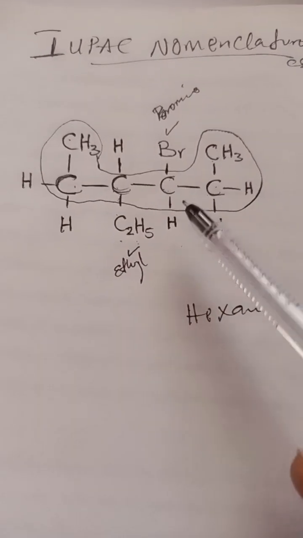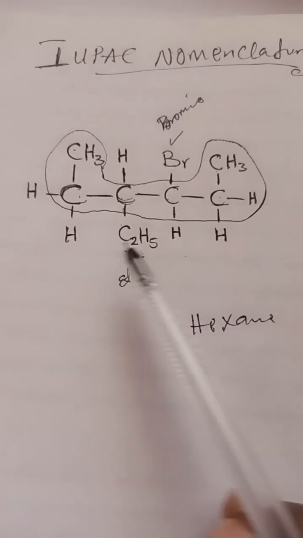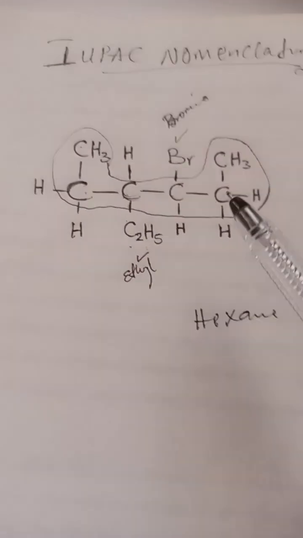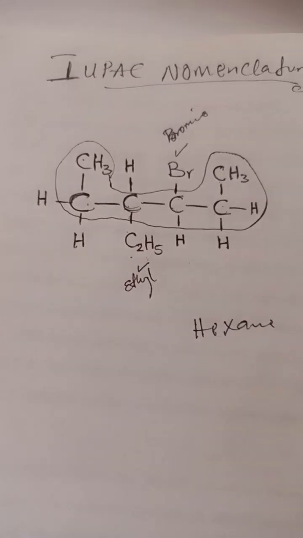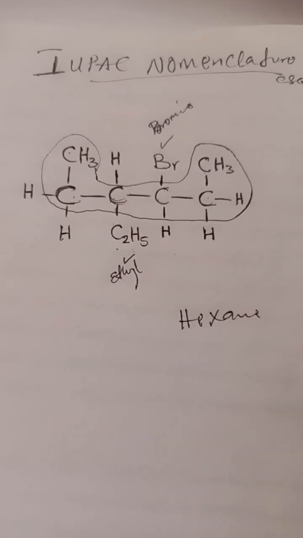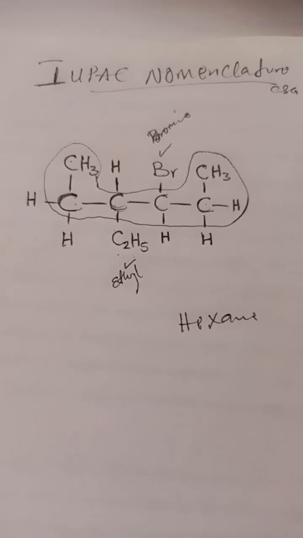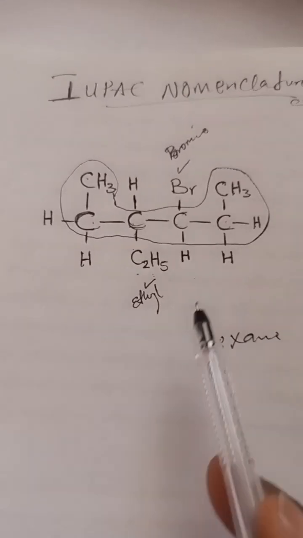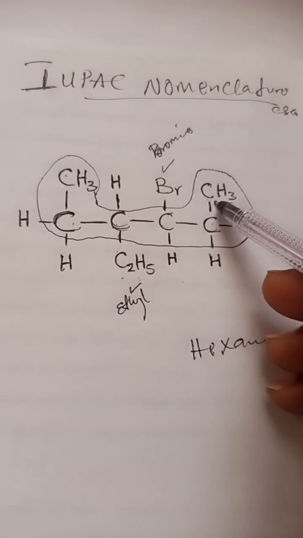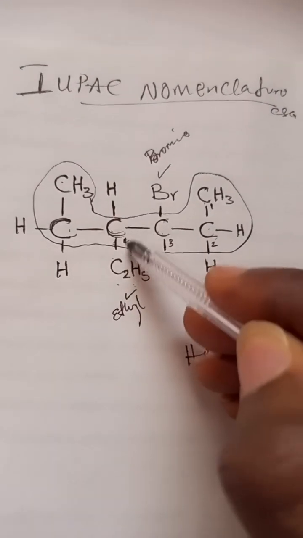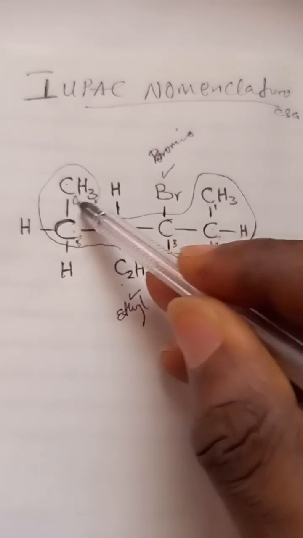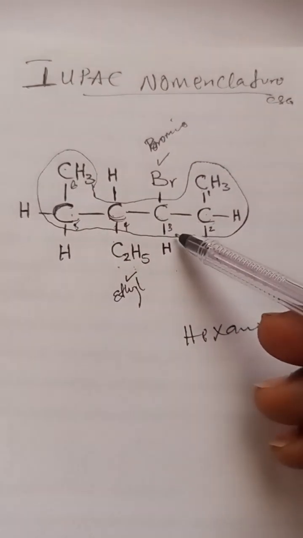Either way, bromine appears at position 3 in this direction, and ethyl appears at position 3 in the other. So to break this tie, the only remedy is to name alphabetically. This is quite different from other examples. All right. So naming the substituents first, we have what? Of course, this one will be position 1, position 2, position 3, position 4, position 5, and position 6.